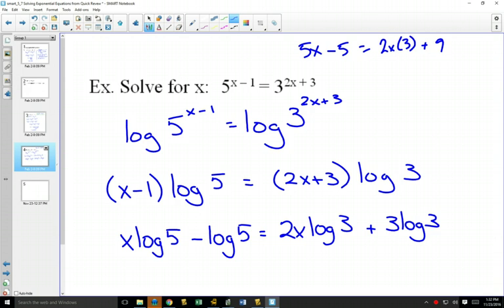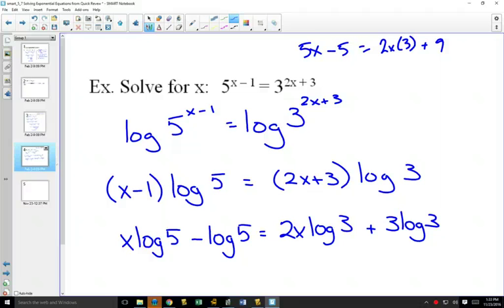You put your like terms together, right? You'd move your x's to one side of the equation, you'd move your numbers to the other side of the equation, and then you'd divide to solve. Well, we're going to do the same thing, but our numbers aren't nice. Like here, putting the 5 and the 9 together is going to be easy. Here, putting a log 5 and a 3 log 3 together is not going to be as easy.